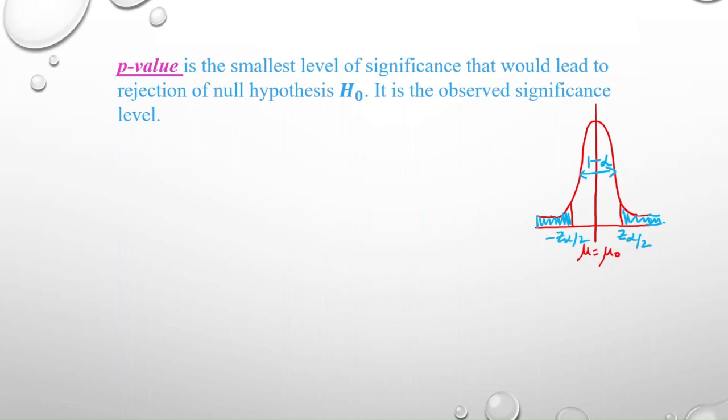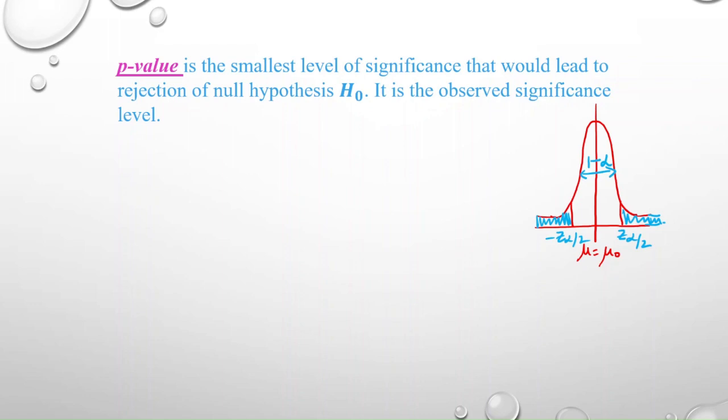Now the p-value, as you can see here, is the smallest level of significance that would lead to the rejection of the null hypothesis. So if the p-value is less than or equal to alpha, then we reject the null hypothesis, and if it is greater than alpha, then we fail to reject the null hypothesis.